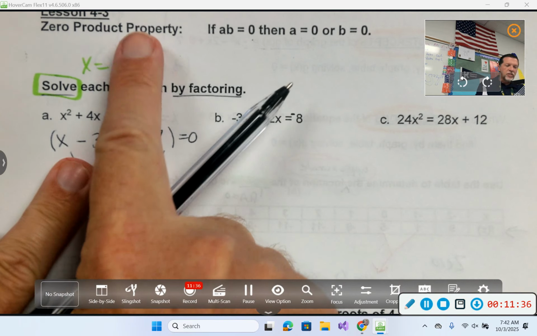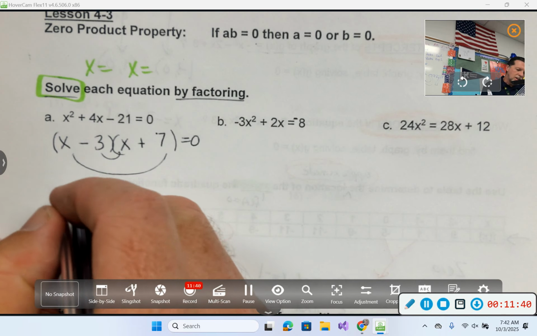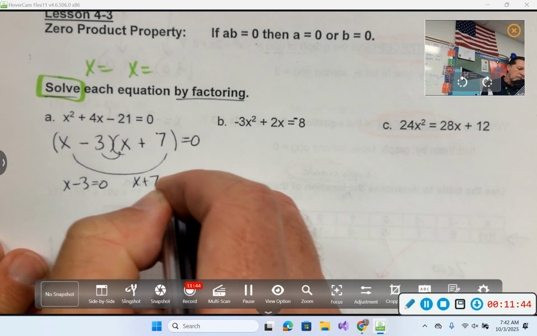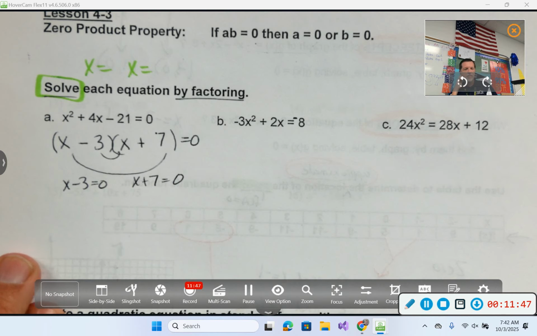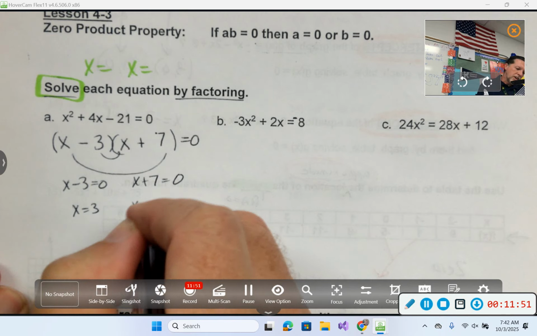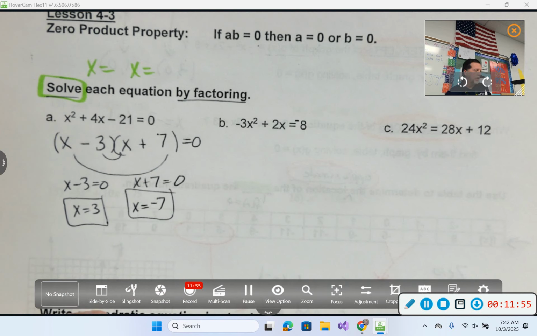Okay, well here's the zero product property. I'm multiplying two things to be 0. So either the first thing is 0 or the second thing is 0. You move the number to the other side. x equals 3, x equals negative 7.